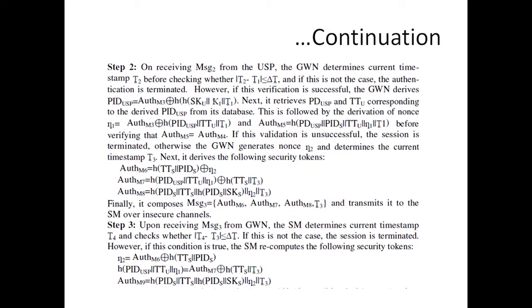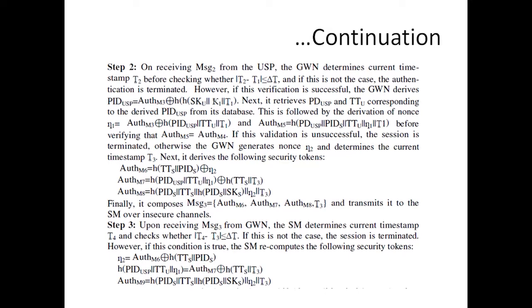the received message, which it then compares to some set threshold. And this set threshold basically represents the maximum permitted transmission delay. This check is very important for the protection of this communication process against replay attacks. So if message 2 passes the freshness check, the gateway node derives the security parameters shown in step 2 before composing message 3, which is then sent to the smart meter over some secure channels.